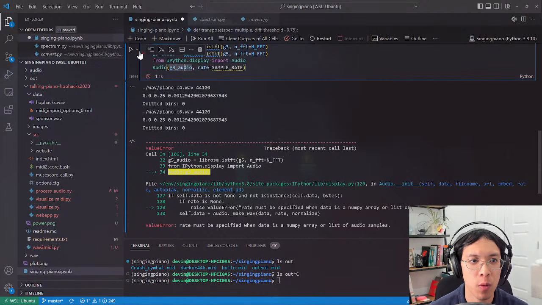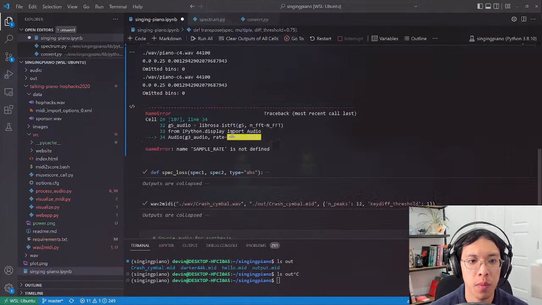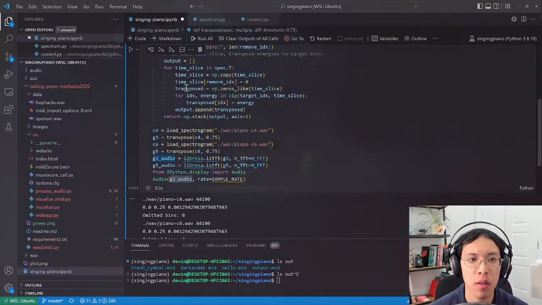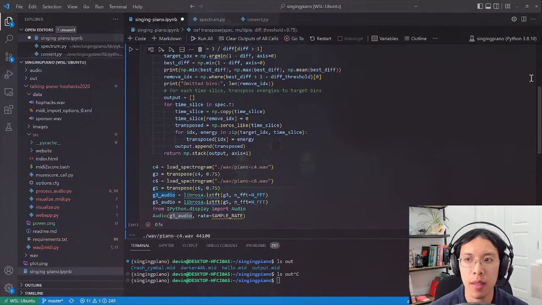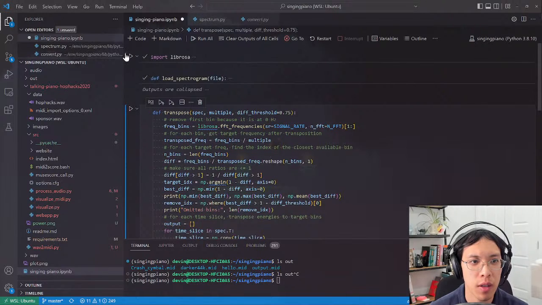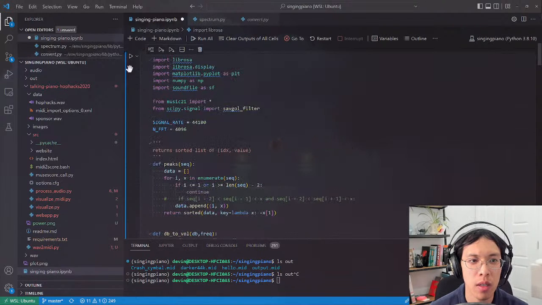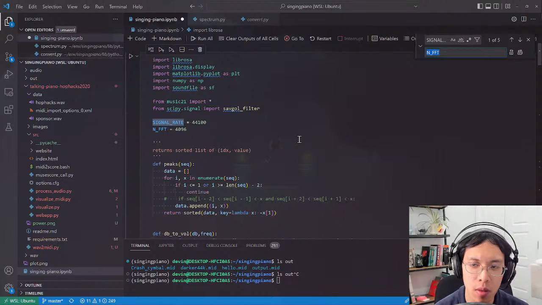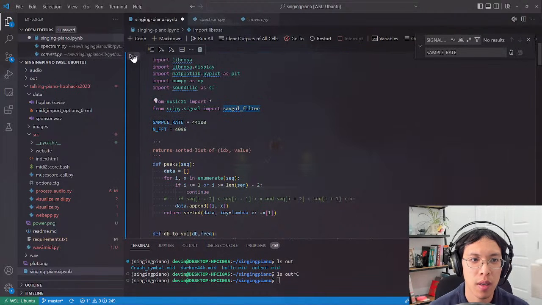Autoplay, okay, cool. Sample rate is not defined. Really? Because I distinctly recall defining it at the beginning. Signal rate, oh, oops. Yeah, that is definitely the wrong terminology. So let's just rewrite this. Sample rate. Can't believe I called it signal rate.